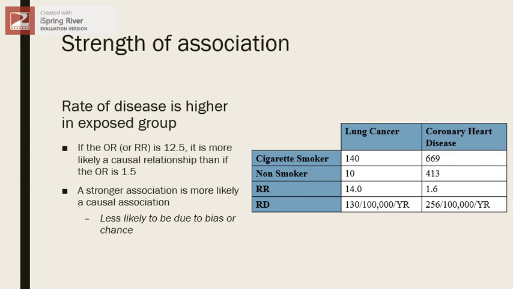You've seen this data. This is made-up data. You've seen it before. What it's showing is cigarette smoking as a risk factor for lung cancer and for coronary heart disease. Okay, so the relative risk for cigarette smoking causing lung cancer is 14. The relative risk for coronary heart disease is 1.6. So based on this information alone, I would be more confident that smoking causes lung cancer than that smoking causes coronary heart disease because the strength of association is so much higher for lung cancer.